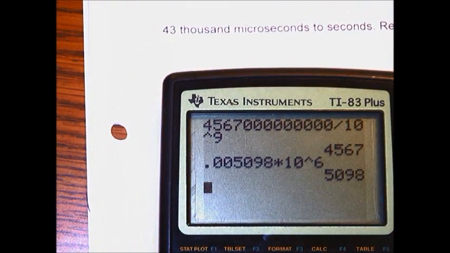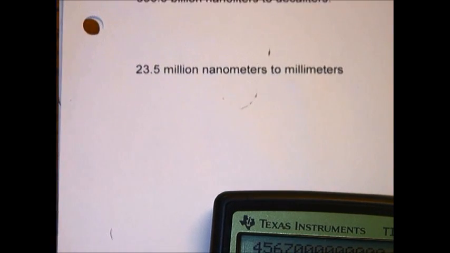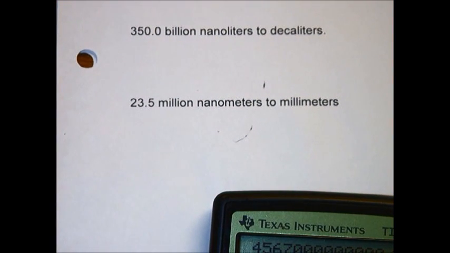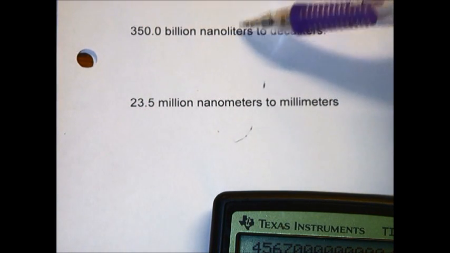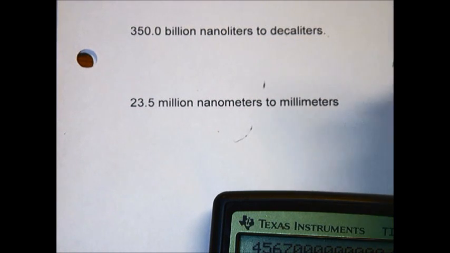So that's how we do those. Now we're going to start and look at another kind here. This kind is where I'm not going to one of my base units. I need to go from nanoliters to decaliters. So this is kind of like before when we needed to go from yards to inches. I'm going to actually need two fancy ones.